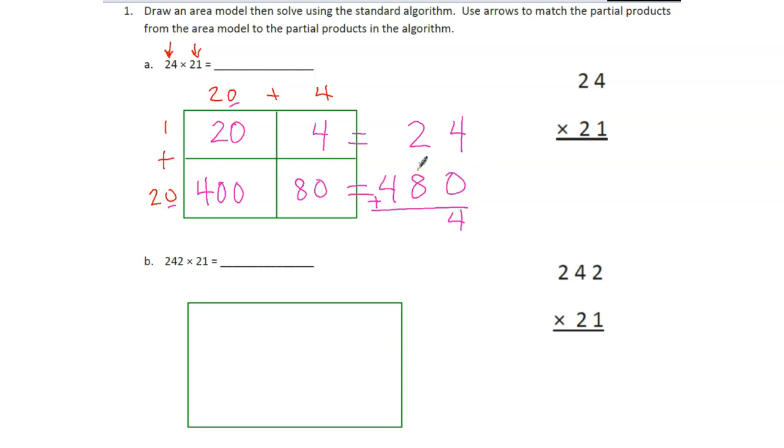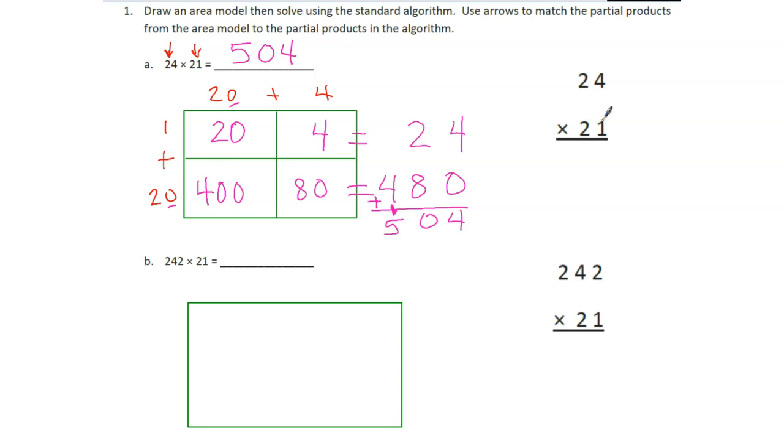Now to find our total of both our partial products, we have to add them up. 4 ones, 10 tens, which is equal to 100. 100 plus 4 is 500. So let's see. For our total here, when we do our area model, our standard algorithm, we should get 504. Let's take a look.